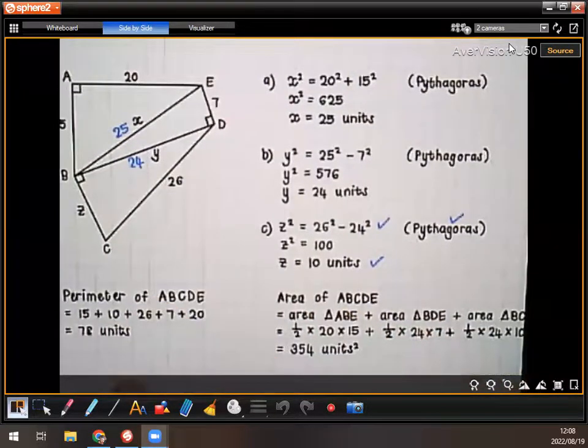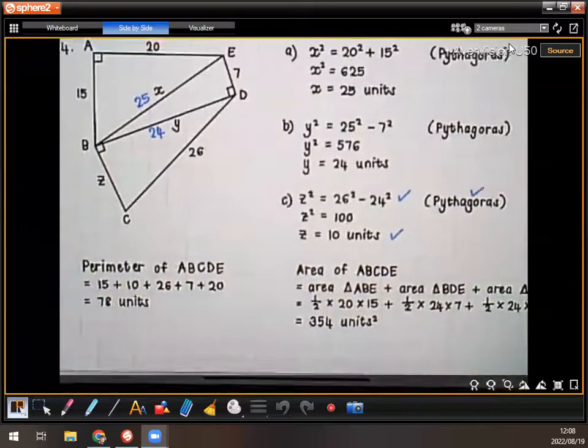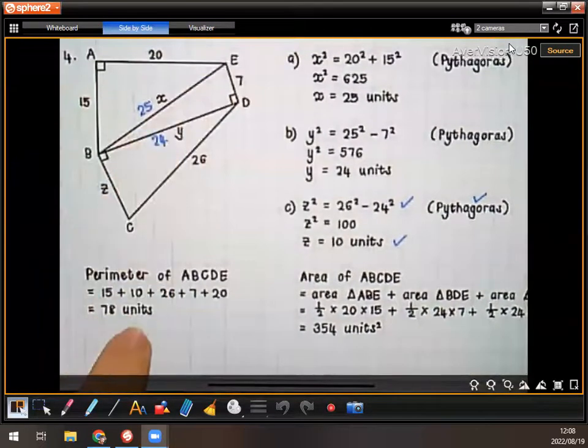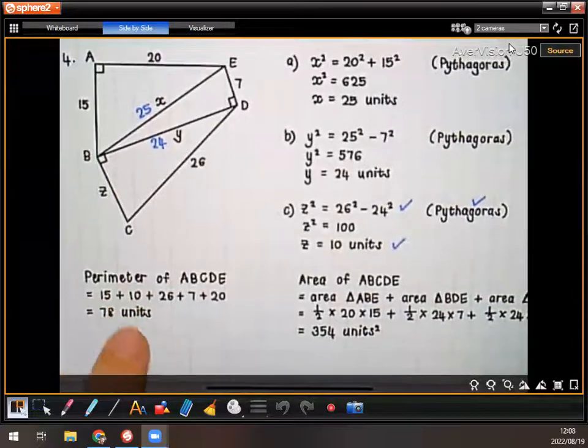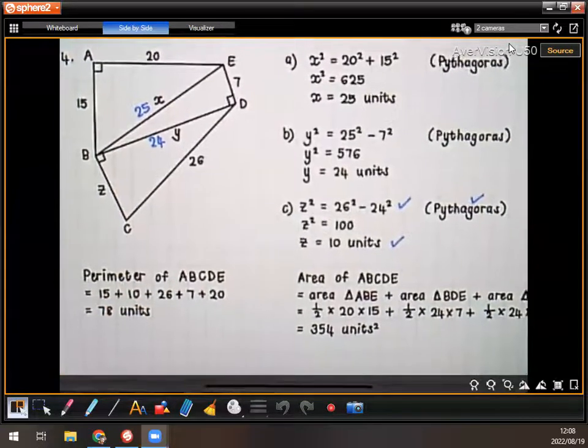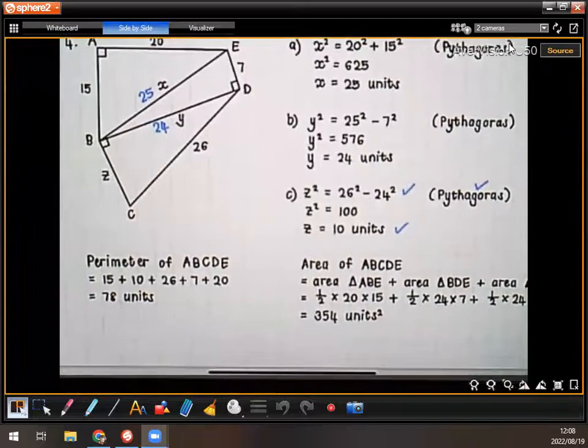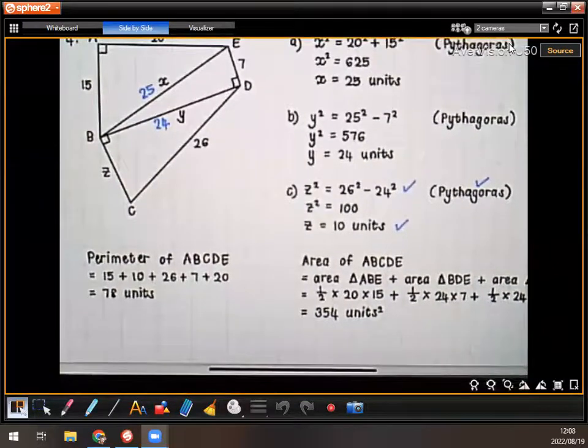I did write this on the board yesterday: the perimeter of the shape, which I think you might have taken down. If you didn't, please write it down now somewhere. And then also the area of that shape. I'll move across this now, but it is actually there on the board as well. Okay, we're going to copy it down. So we're going to talk more about perimeter today and then possibly getting into area as well.